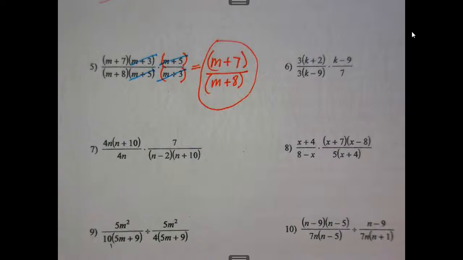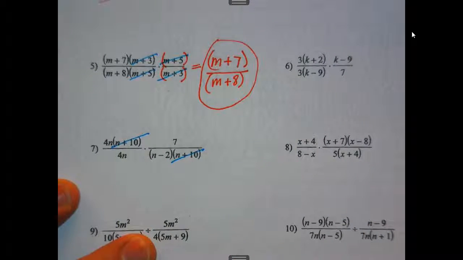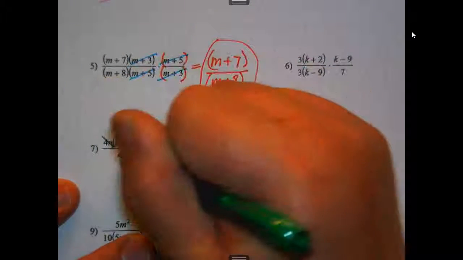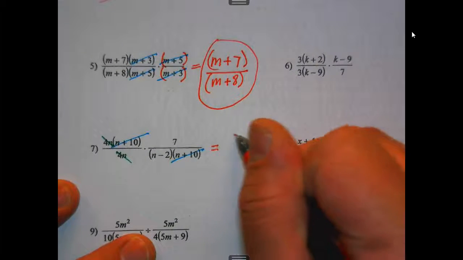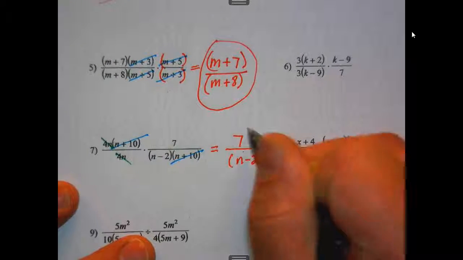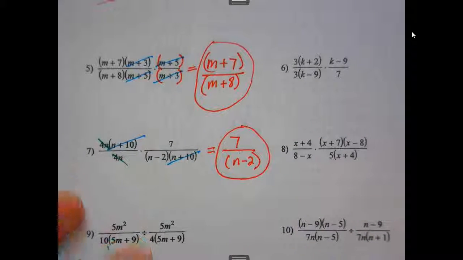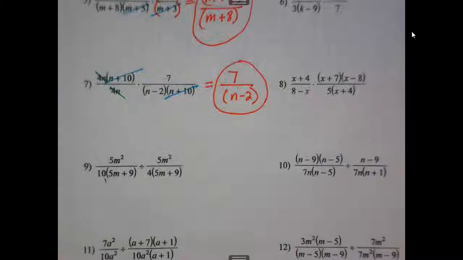Number 7. Everything's factored. Yes, I can cancel out the n plus 10s and the 4n's. I'm left with 7 over n minus 2. Now, these are pretty easy.